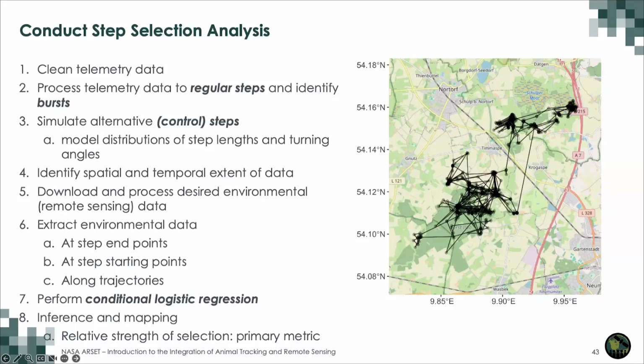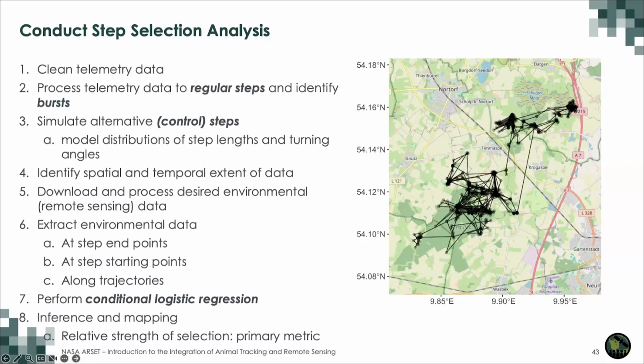We then extract environmental data at the endpoints of each step. We can also do this at starting points and along the step trajectories, but it's important to note that the way that the control and the observed steps differ is by their endpoint. So the data at the step endpoints is usually the first place we're going to start to try to understand habitat selection. Once we have all of this information at the step endpoints, we perform conditional logistic regression to understand differences in habitat between used and available points, and then use the results of this model for inference and mapping.